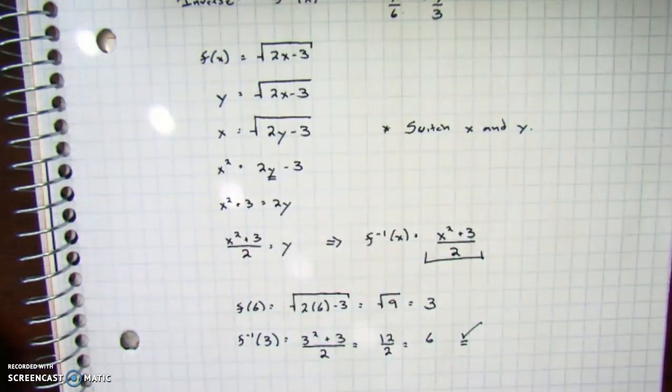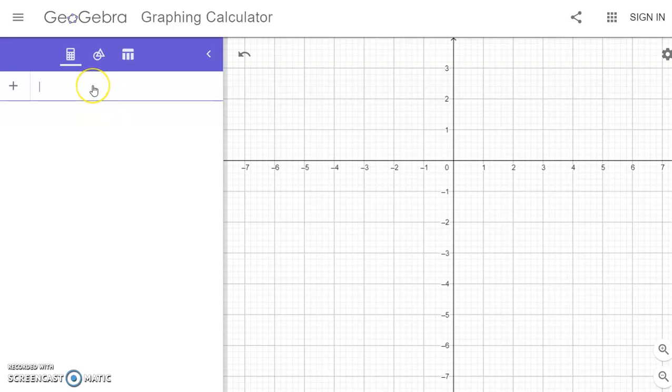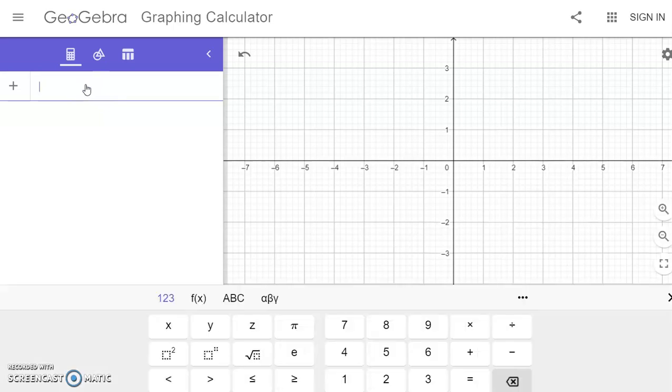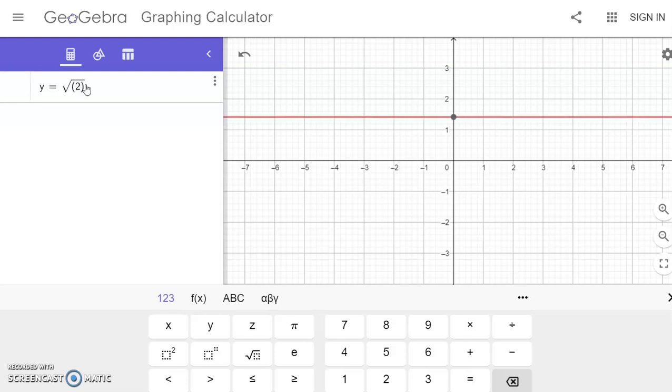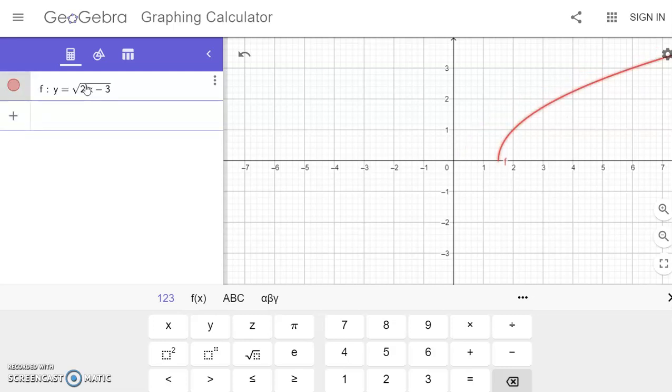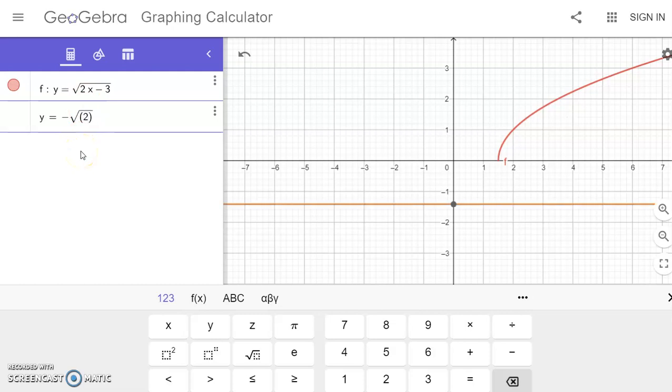Now let's graph this. I'm not sure if this will work out graphically quite as well, but let's give it a try. Y equals the square root of 2x minus 3. Yeah, this one might be a little bit ugly, but it will help us visualize what's going on here. I'm going to do that other side.